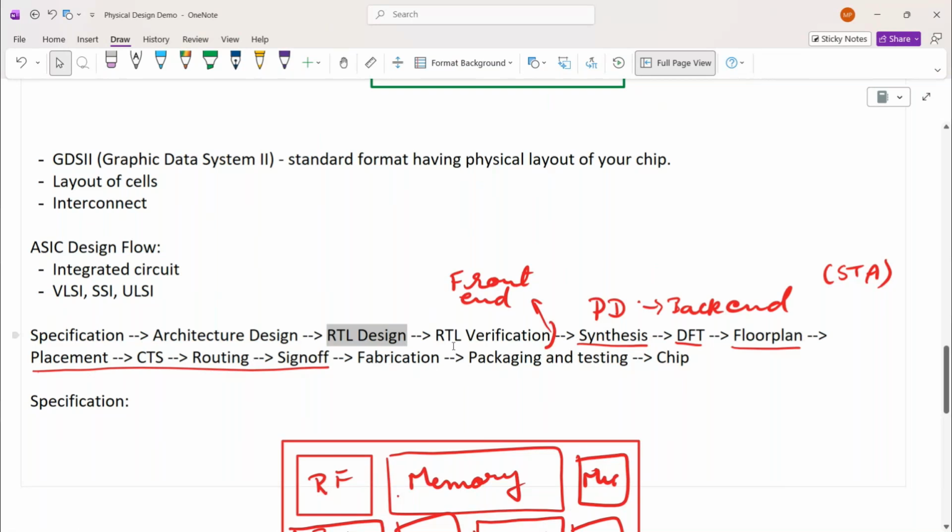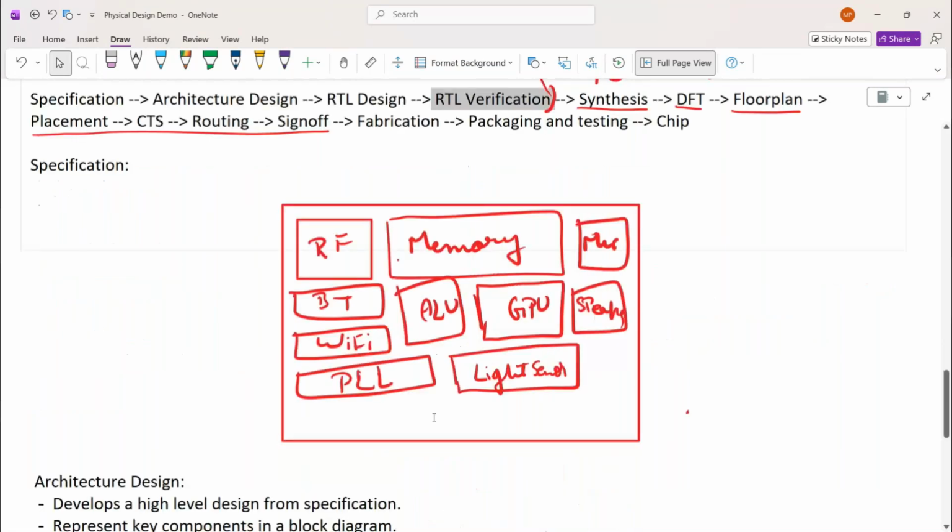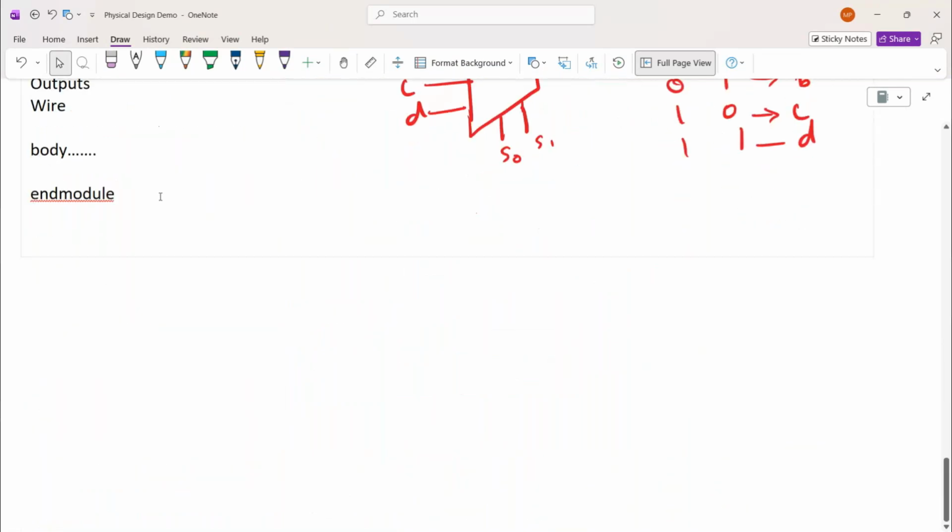Correct. So RTL is done, but who will tell us that the RTL is functioning according to the actual specification of the client, right? Whether the design is working and functioning properly the way it is specified or not, that is done by RTL verification. It will verify your RTL for functionality, whether it follows the specification properly. So the next is RTL verification.